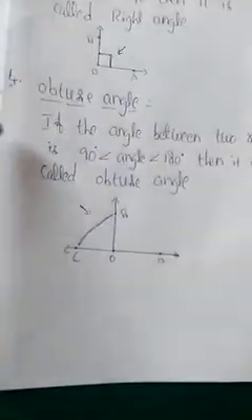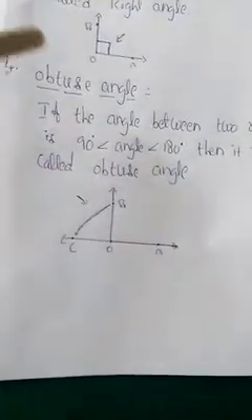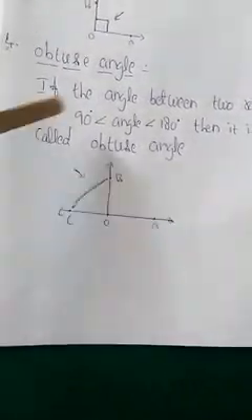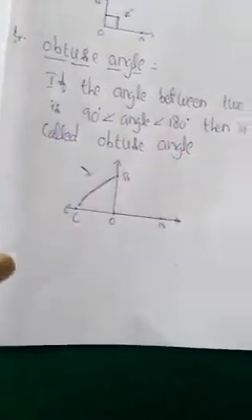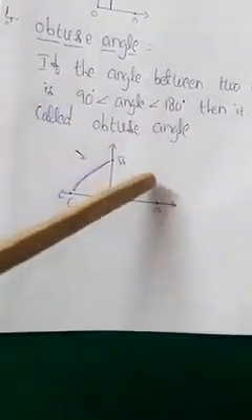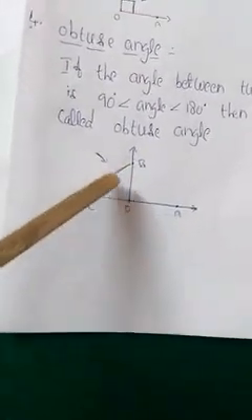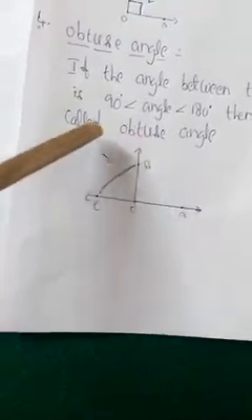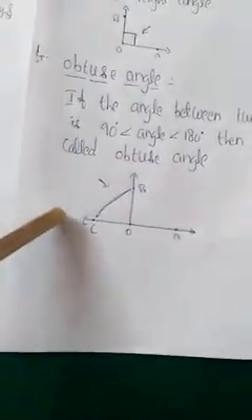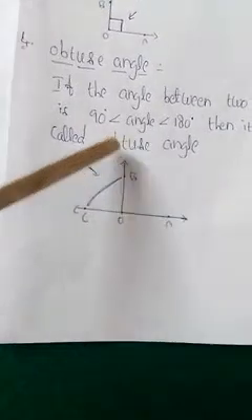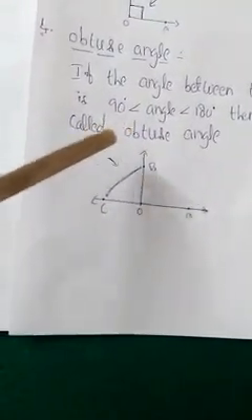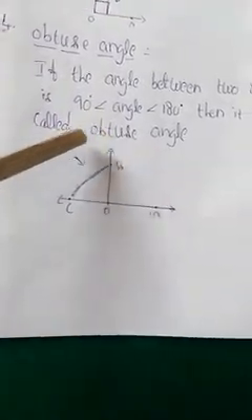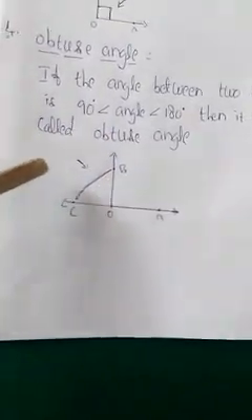And the next one, obtuse angle. So the definition: if the angle between two rays is in between 90 and 180, then it is called an obtuse angle. Next, that means the second quadrant. Here up to here 90 degrees, then after that 91, 92 and so on up to 180. Already I showed. That means 91, 92, 93, 94 and so on up to 179. These angles are all said to be obtuse angles.